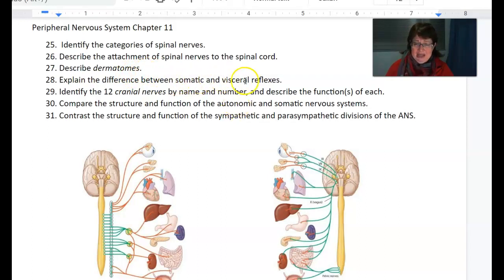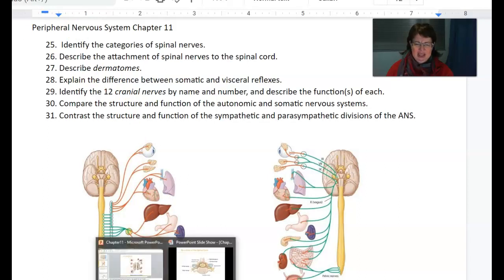Look again at somatic and visceral reflexes. Then take on the cranial nerves, which is quite a bit of learning, but we'll summarize that probably in a table. And then compare the autonomic versus somatic again, and then the sympathetic, which is fight, flight, or freeze, with the parasympathetic, which is rest and digest. So still a lot going on with the nervous system. So let's go to the PowerPoint.